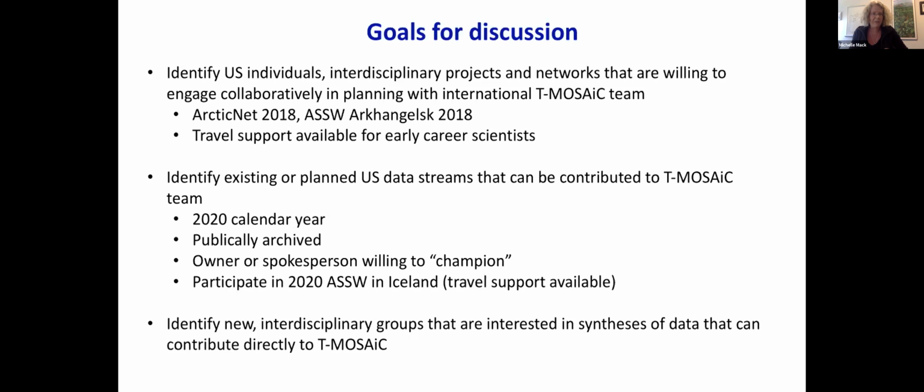Okay, so then the final thing is that I think we need to, if we can, identify new interdisciplinary groups that are interested in syntheses of data. So Taneil mentioned that the most difficult part of much of this is getting all of these disparate data streams into a form where they can be used together. And that to me sounds like a Navigating the New Arctic proposal, or perhaps an Arctic Data Center data working group. This is something that I think will require additional funding, but if there's someone out there for whom this resonates with, please let me know and I'd be happy to help facilitate.